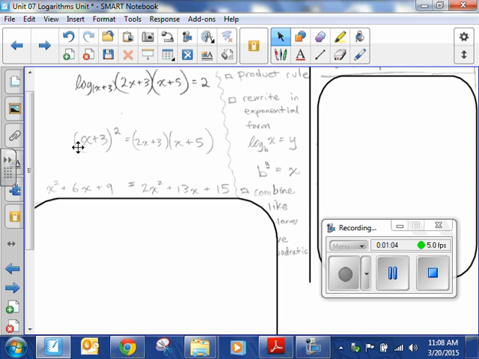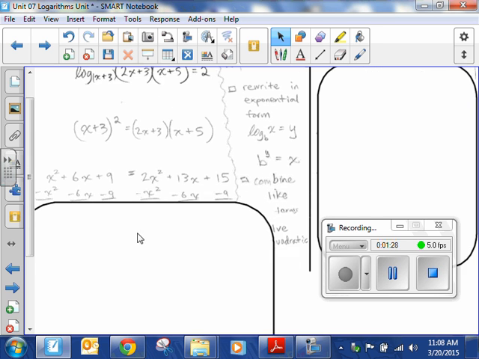FOIL this, get this, FOIL this, get this. Now we want to combine like terms, subtracting from one side to the other. And we subtract from the left side to the right side because we want our x squared to be positive. We want 0 to be on one of the sides so we can solve the quadratic.